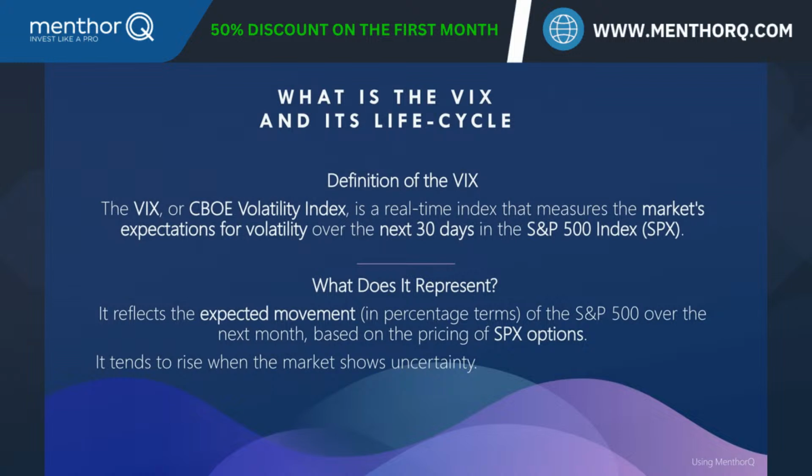So the VIX is the volatility index, and it's the market's expectation of volatility over the next 30 days, and it reflects the expected movement in percentage terms of the SPX over the next month, based on the pricing of SPX options. So it tends to rise when the market shows uncertainty. So you don't necessarily need to know all the things that are happening in real life. But if you just look at the data and take this data-driven approach, you can come to some interesting conclusions.